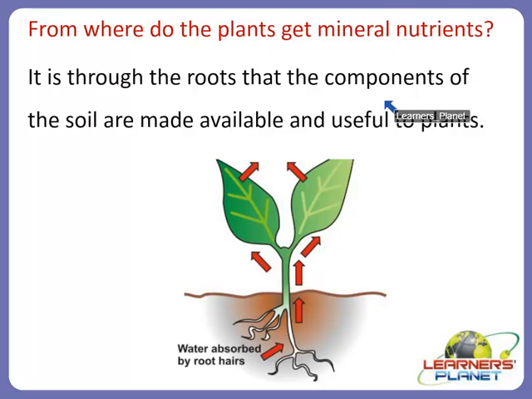Yes, it is through the roots that the components of the soil are made available and useful to plants. As you can see here in the picture, water is absorbed by the root hairs. So how is it possible? The root-soil relations are very intricate and poorly understood, and we need to know more about roots and their relations with the soil.